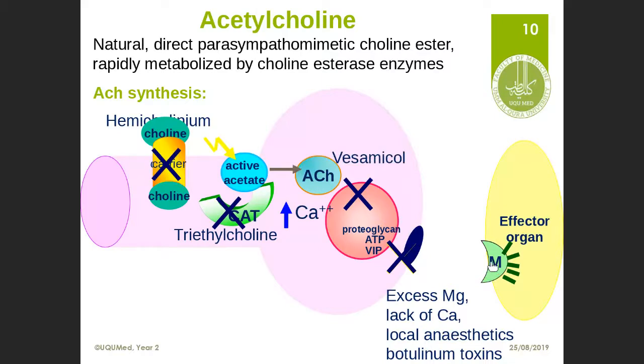So is everybody clear till now on the synthesis of acetylcholine, its release, its storage, its function with the effector organs, and what the inhibitors are at the carrier level, at the enzyme level, at the storage level, and even at the exocytosis release level? So thank you very much.